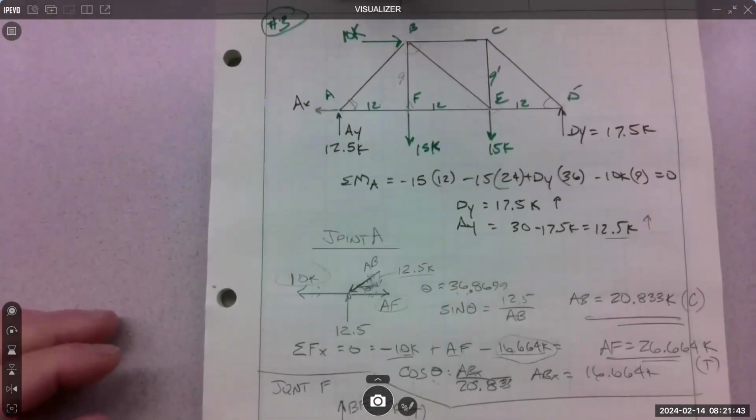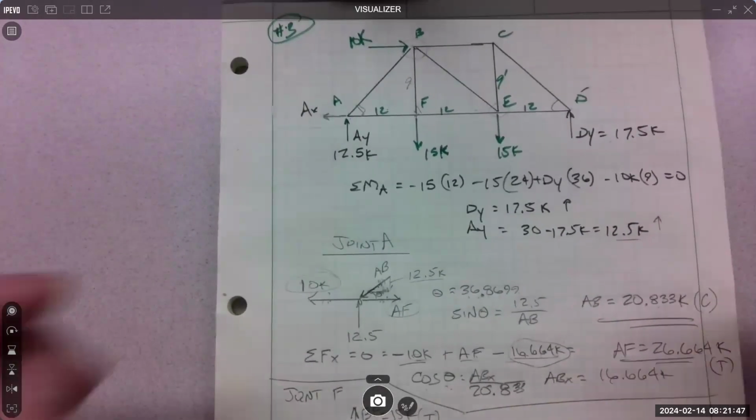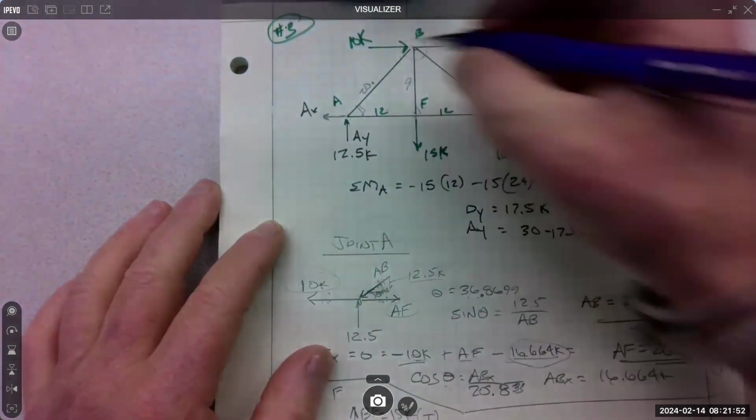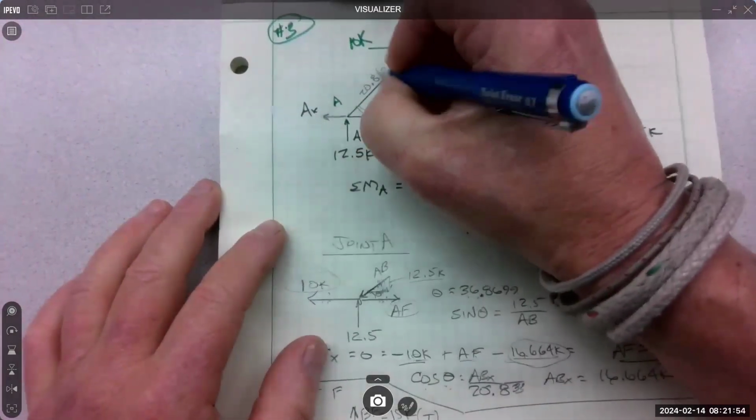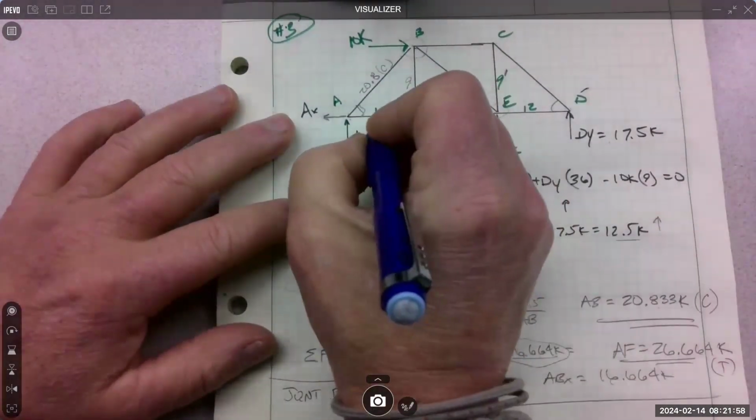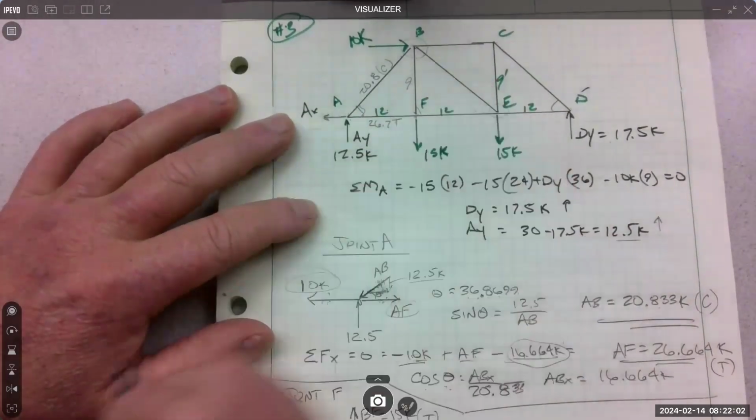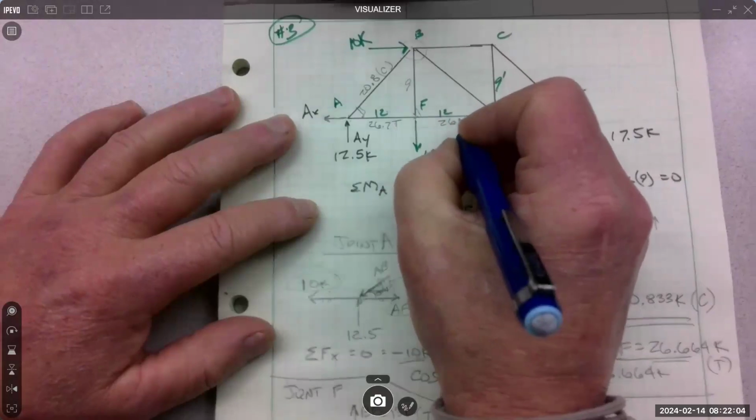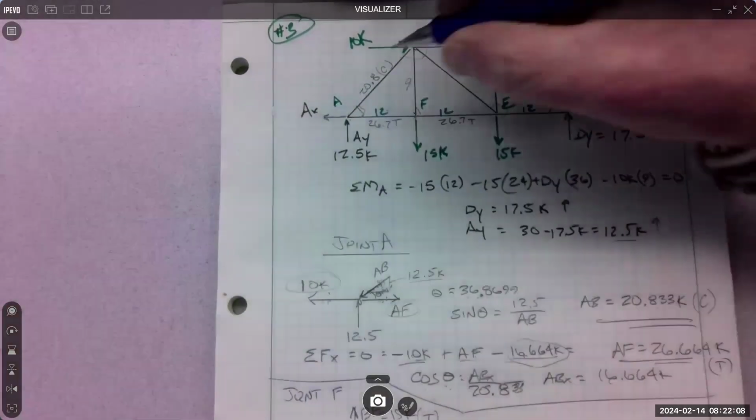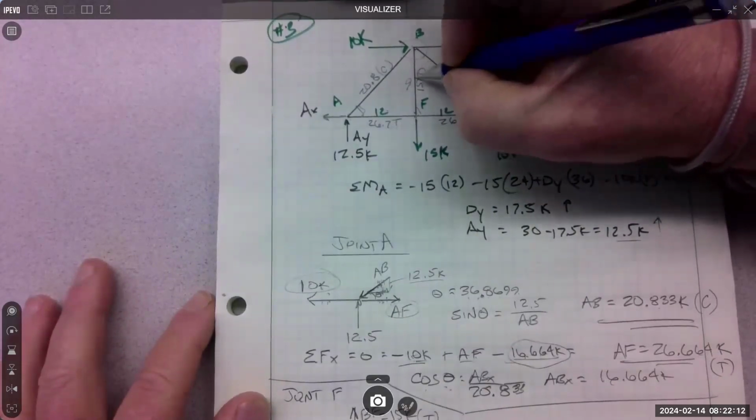So the diagram's starting to develop. AB is 20 point, I'm just gonna round 8, compression. AF 26.7 tension, 26.7 tension, and then going up 15. Tension.